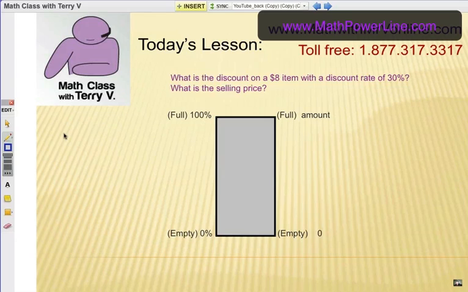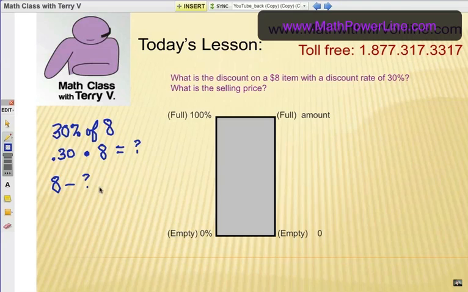In this example, it says, what is the discount on an $8 item with a discount rate of 30%? So for two steps, you could find 30% of $8, which is 0.30 or 0.3 times 8. That will give you your discount amount. And then you're going to subtract the discount amount from $8. So it's two steps: find the discount and then subtract.